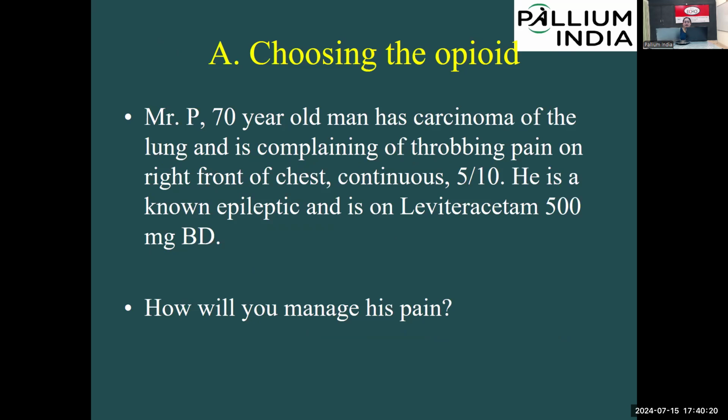So now we have another patient, a 70-year-old man who has carcinoma of the lung and is complaining of throbbing pain on the right front of the chest, which is a continuous pain with a score of 5/10. He is a non-epileptic and is on levetiracetam 500 milligram BD. How will you manage his pain? Which would be the right opioid for this patient?